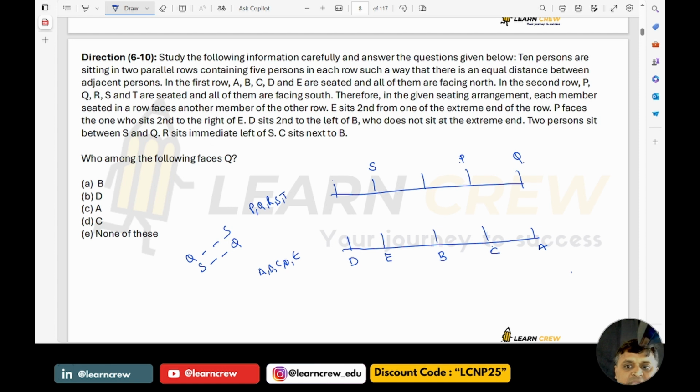R sits to the immediate left of S. So I think you have understood why I have taken S here. Because if I take S here, then Q, left of S, nobody is there. So I have taken S and Q like this. Now the only person who is left here is T. So this is the arrangement. Now, who among the following faces Q? Q is facing A. So it is option A.